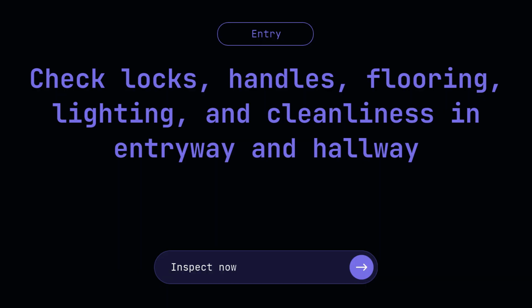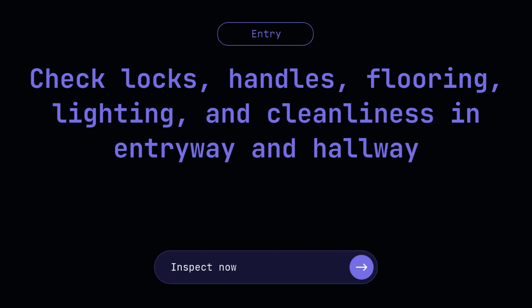In the entryway and hallway, check door locks, handles, and flooring condition. Ensure lighting fixtures are functional and the entrance is clean. In the living room, examine walls, test electrical outlets, and check windows. Inspect HVAC vents for cleanliness.